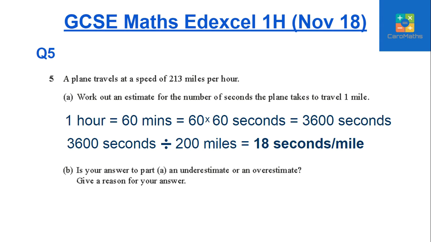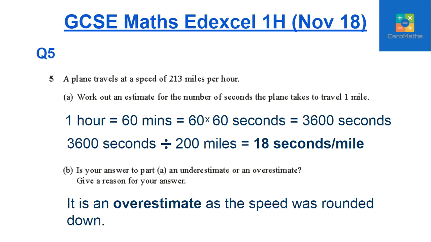B. Is your answer to part A an underestimate or an overestimate? Give a reason for your answer. It is an overestimate as the speed was rounded down. So we were given 213 miles per hour, but we rounded it down to 200 miles per hour. So we're saying that it actually took longer than it took. And even though many students got a right answer in part A, whichever way they went about calculating it, they then incorrectly said that it's an underestimate as the speed was rounded down. But it is an overestimate really, as I just explained.